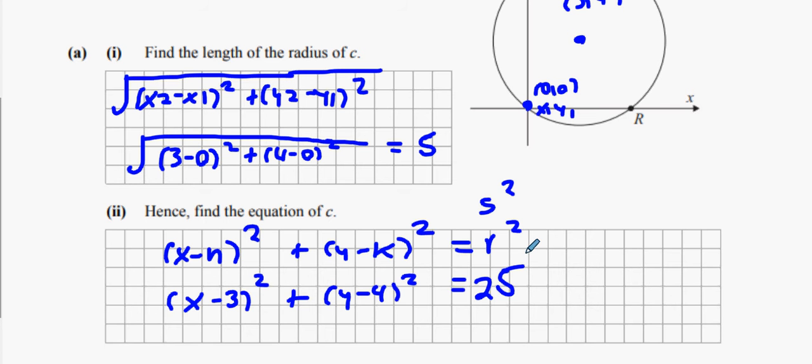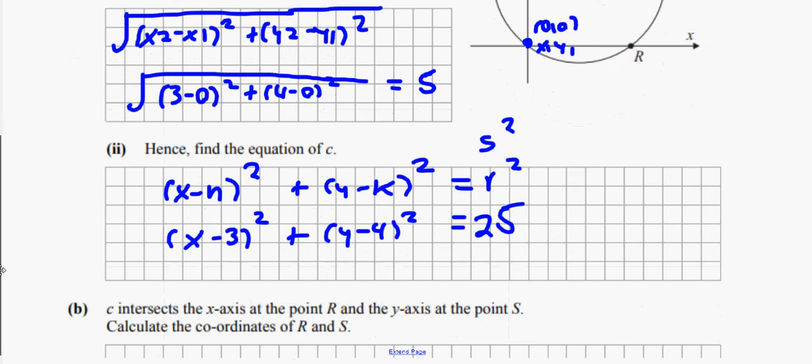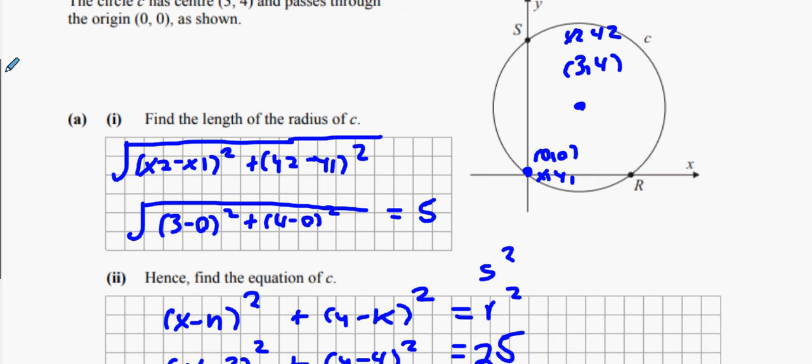Ready? Now, keep going. Calculate the points where it intersects the x-axis at R and the y-axis at S. Calculate the coordinates of R and S. Alrighty. Now, the lads did this a smart way. I'm going to do this the regimented old school way.